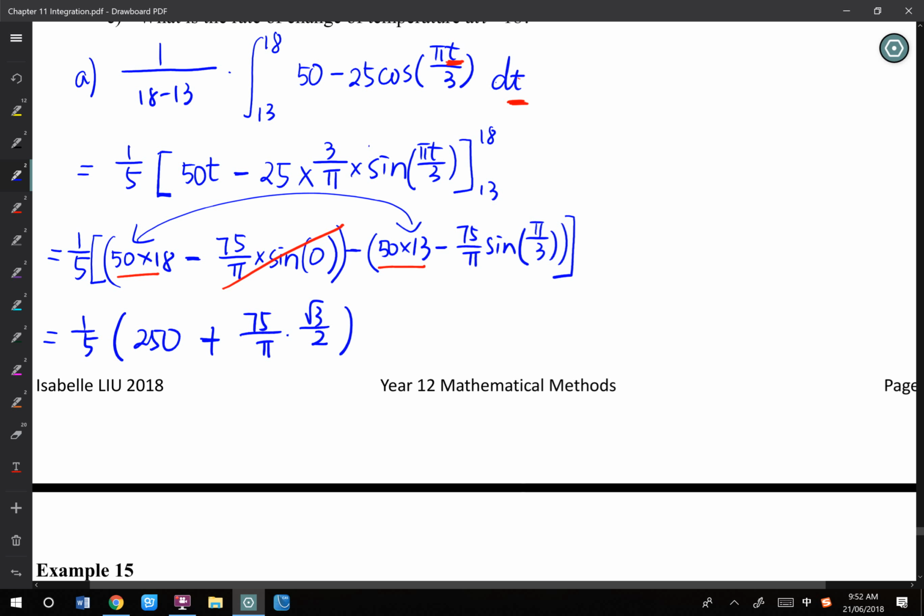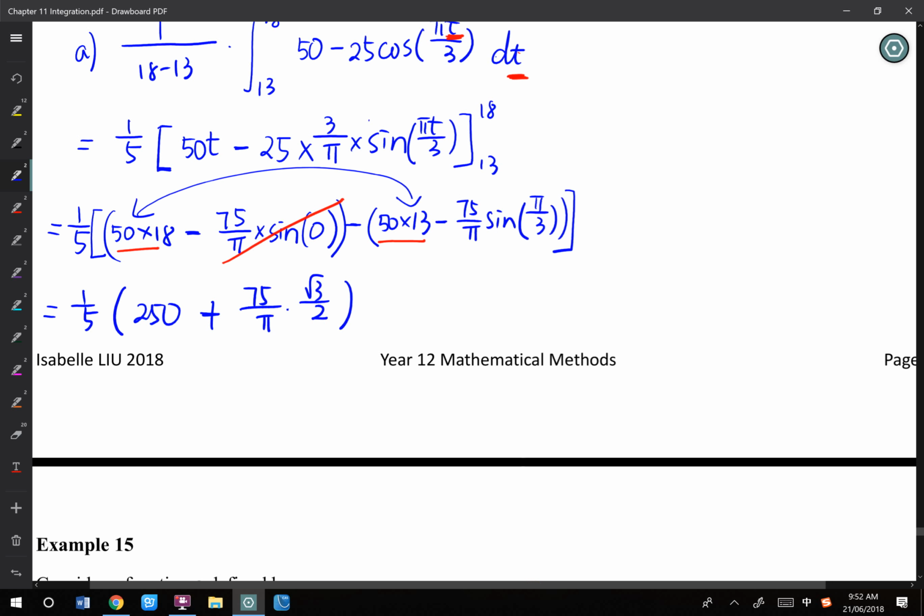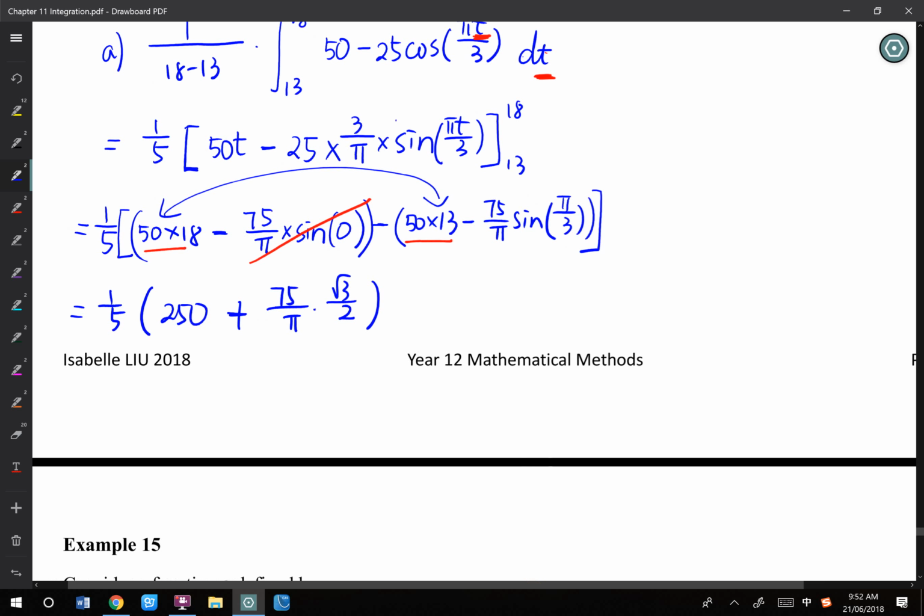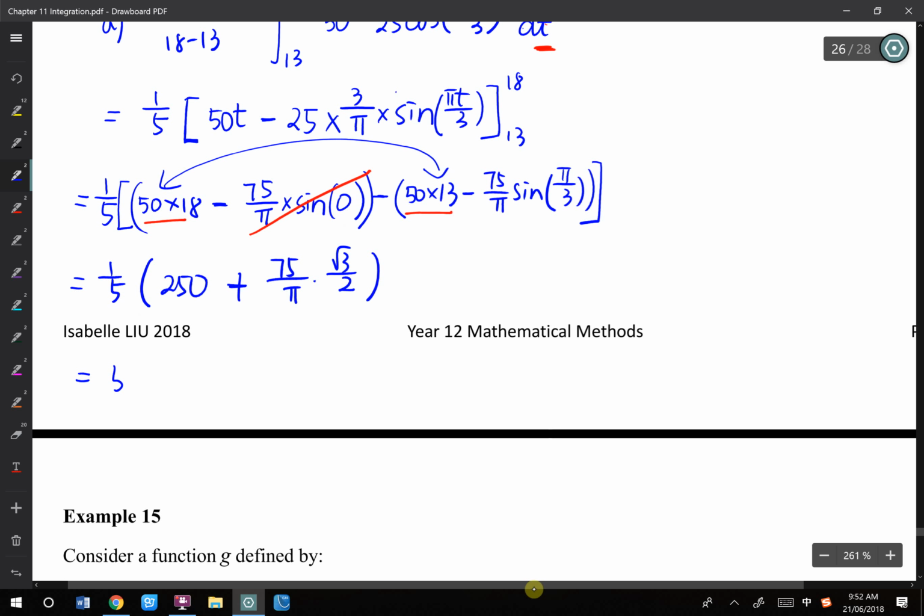Okay, it's row 1, last column. Okay, 30, 45, 60: root 1, root 2, root 3. So it's root 3 over 2. Okay, so we expand that. We have a 15 plus, the 75 divided by this 5 becomes a 15. So it's 15 root 3 over 2 pi.